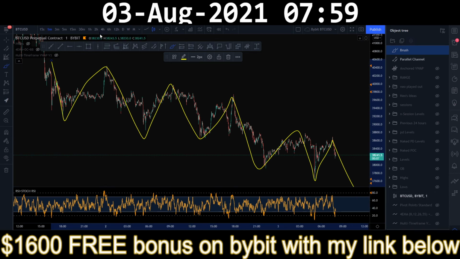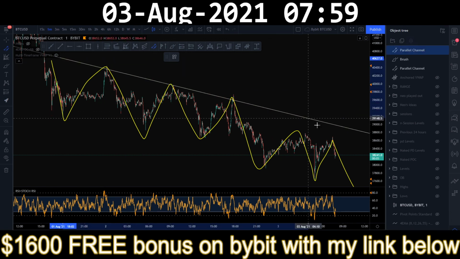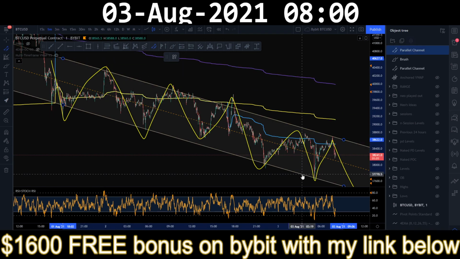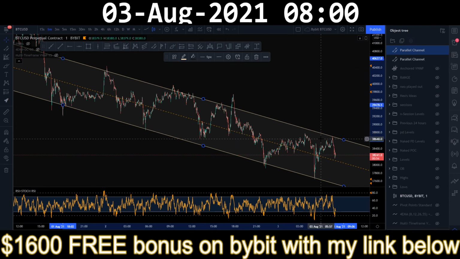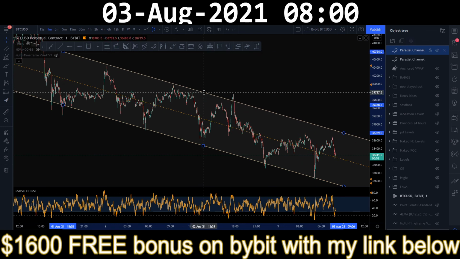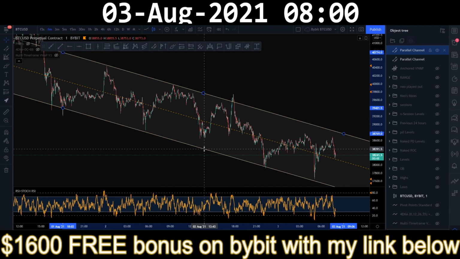Is that what we're doing? If we just look at this from an ugly channel perspective, you can see that we are basically channeling to the downside. And until this thing is significantly broken, we have no choice but to respect it. So yeah, we're right at the midpoint of the channel. We're getting a little bit of a bounce back up, so we'll see what happens in the immediate short term.